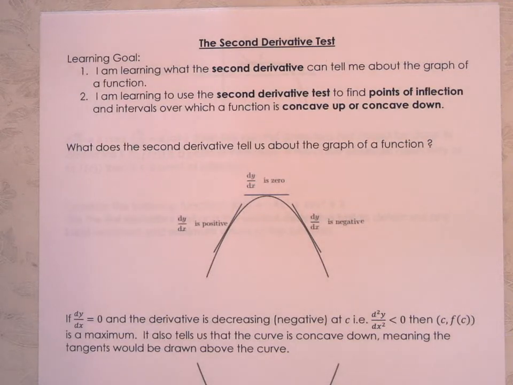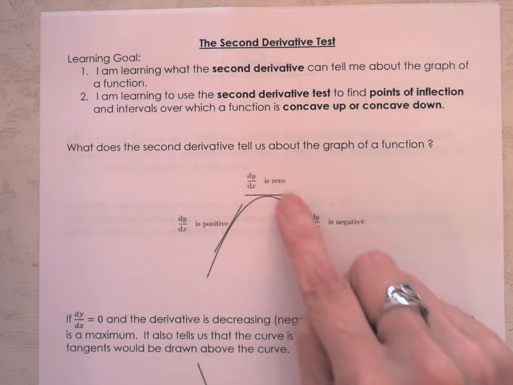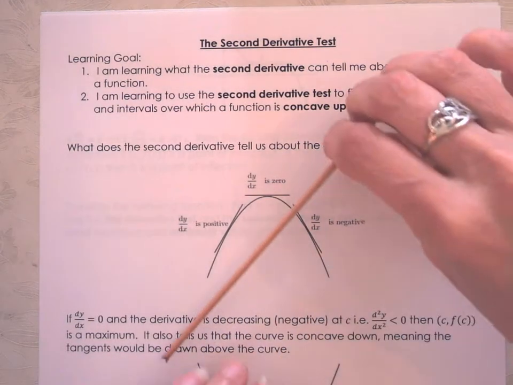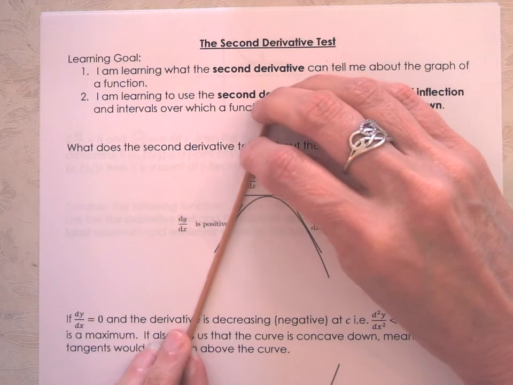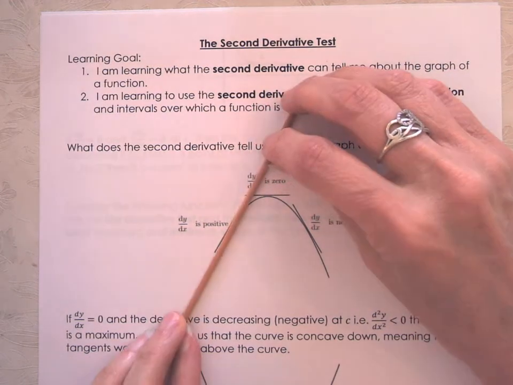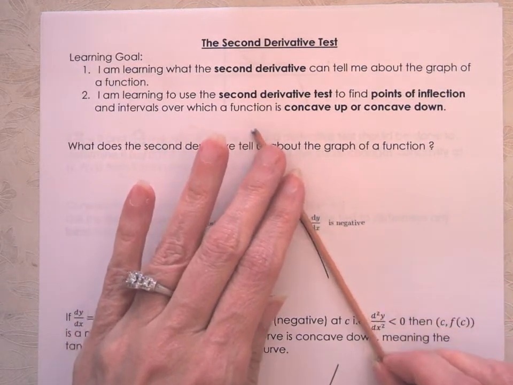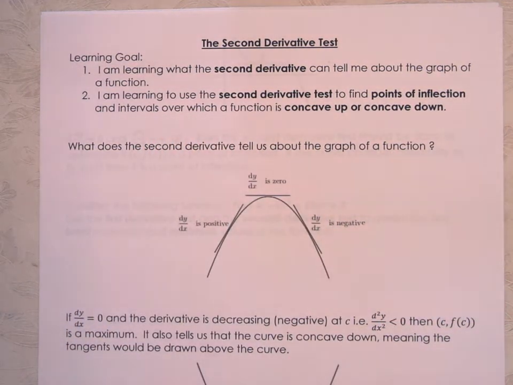Well, as we just saw through that video, it tells you where the graph is concave down, where it's concave up, and where points of inflection might be. So again, this just shows you that here we have a concave down situation, and we can see that the slopes of the tangents are decreasing, so the second derivative would be negative, and we have our concave down.